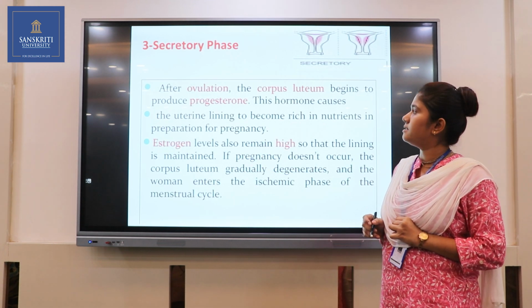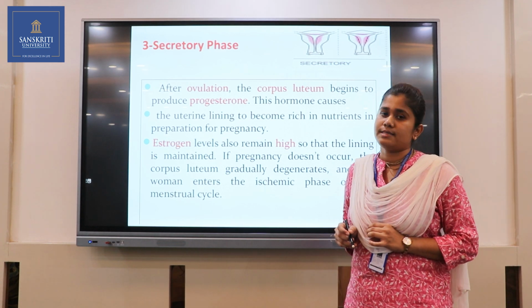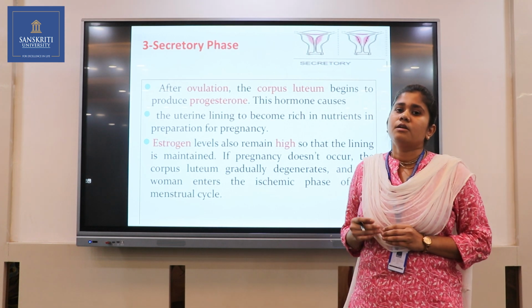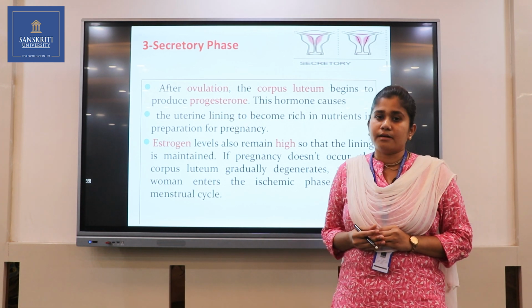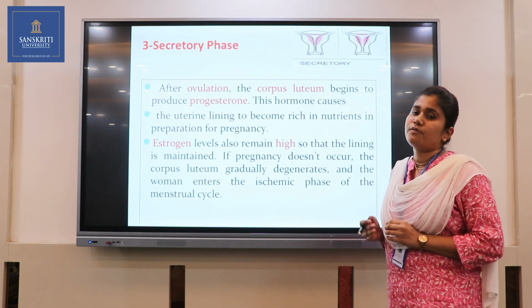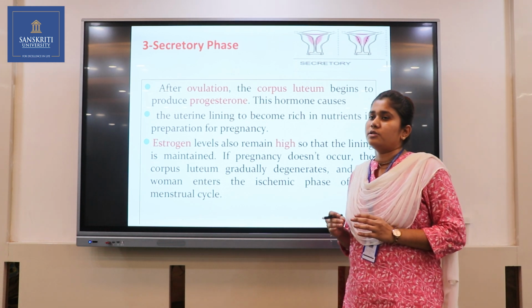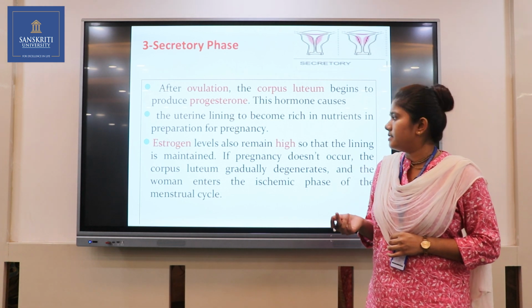After ovulation, the corpus luteum begins to produce progesterone. This hormone causes the uterine lining to become thicker, rich in nutrients, and prepared for pregnancy. This hormone is also responsible for the maintenance of pregnancy in the early pregnancy period.